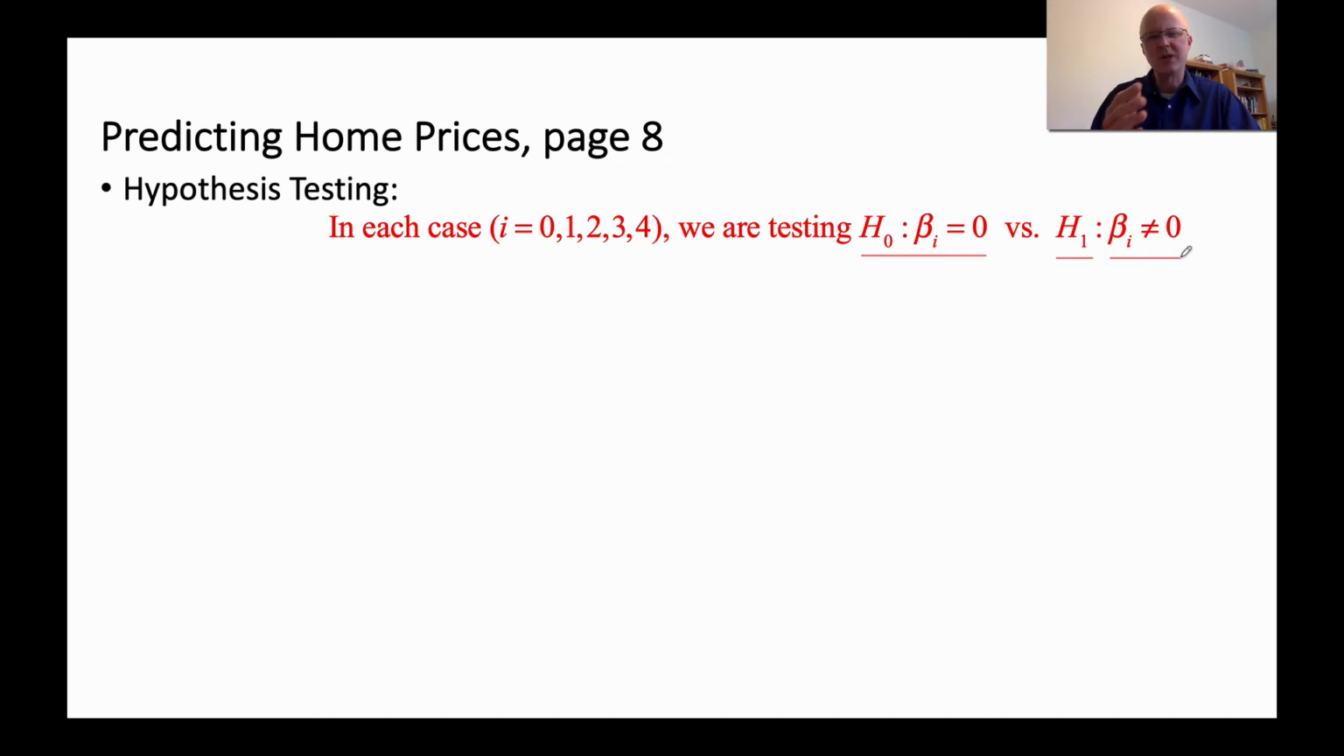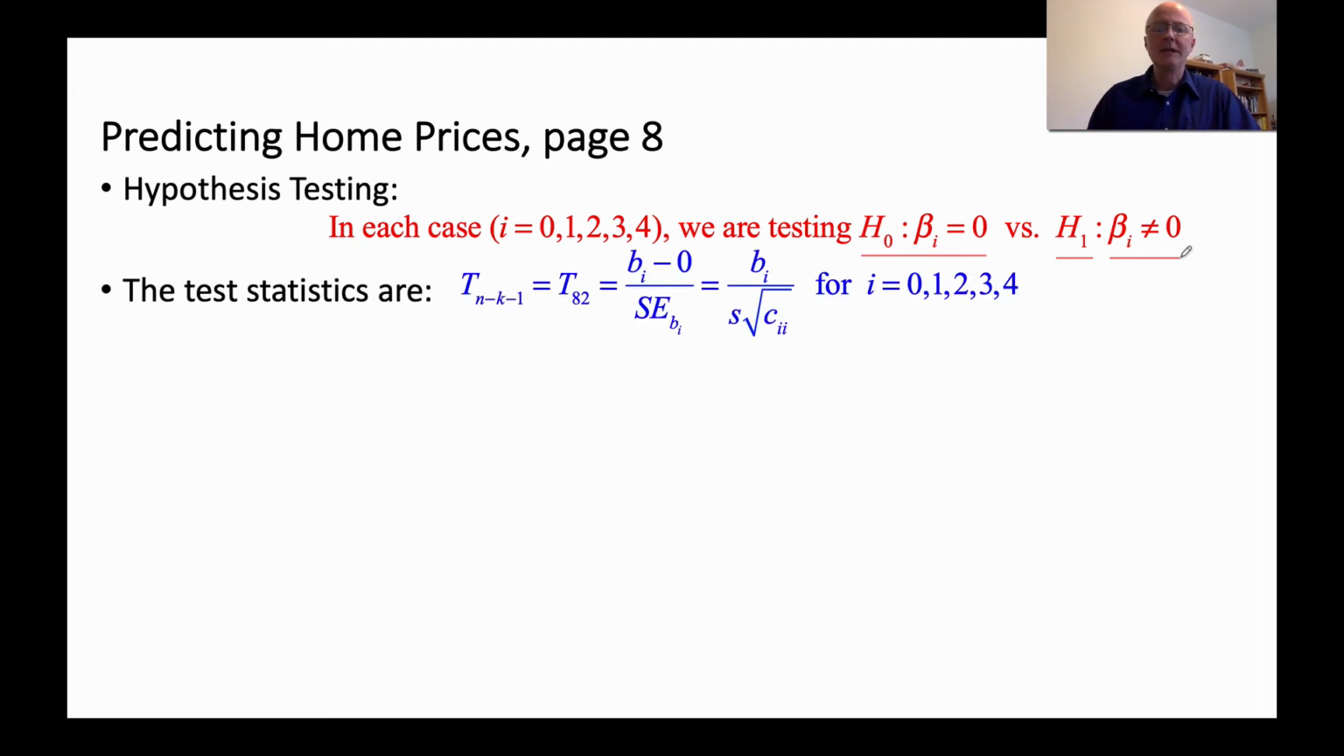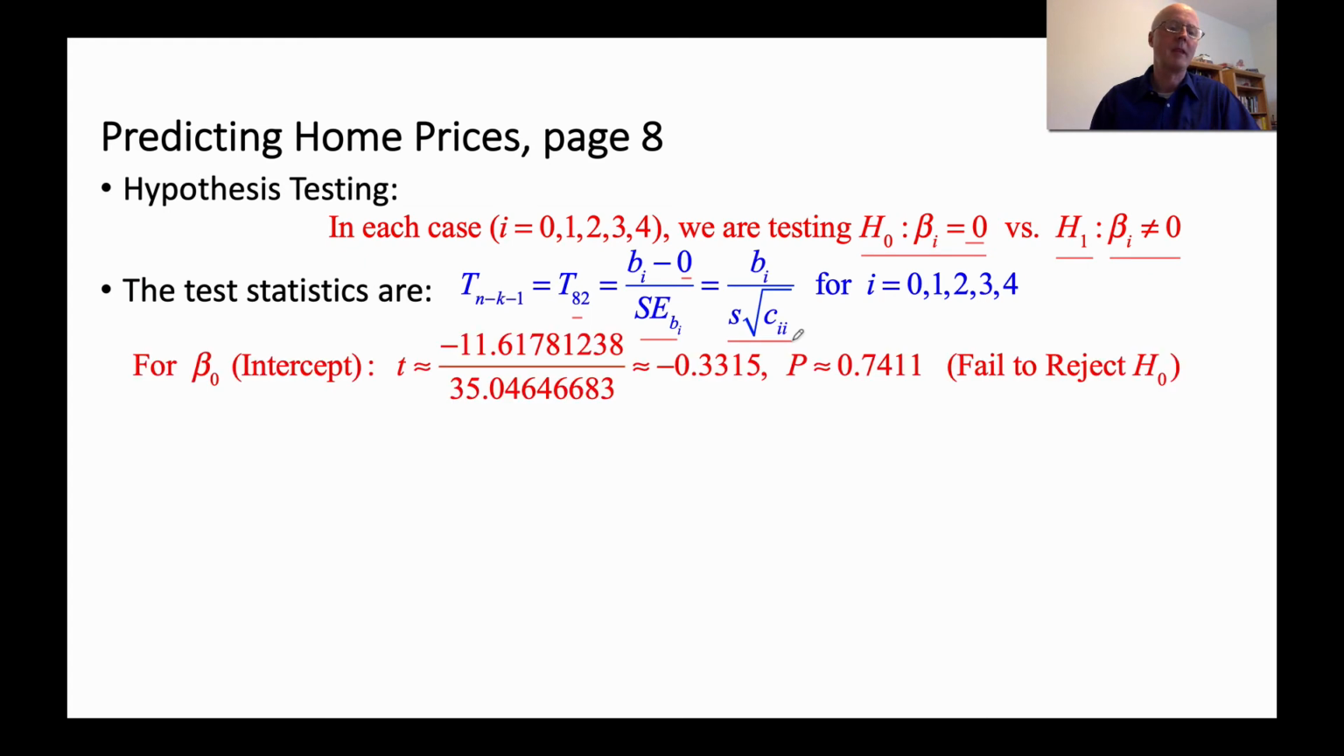It's sort of always a good habit to do two-tailed tests, even if you have a theory that it should be positive or negative, because it's a conservative approach where your p-value ends up being bigger than it would be otherwise, and it makes you less likely to make a type 1 error. The test statistics are t-statistics with 82 degrees of freedom. The bi values minus the null value, which is 0, that matches this 0 here, divided by the standard error for each of the bi's. And those standard errors can be written as this product if you like.